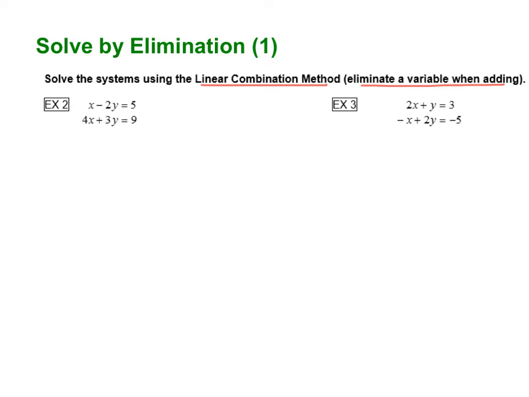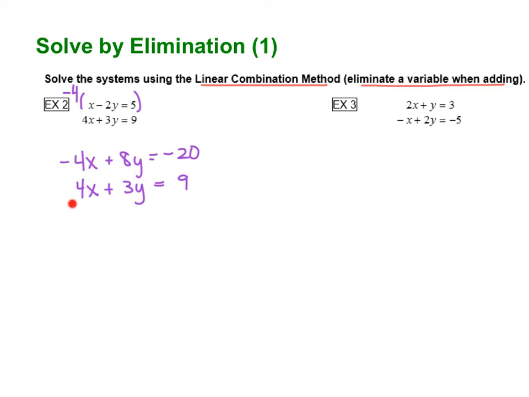So we bring in multiplication. I'm going to multiply the top equation by a -4. And the reason why I'm doing that, let's multiply it through all three terms. You get a -4x. -4 times -2y is a positive 8y equals -20. Then I'm just going to carry down the equation below it. 4x plus 3y equals 9.